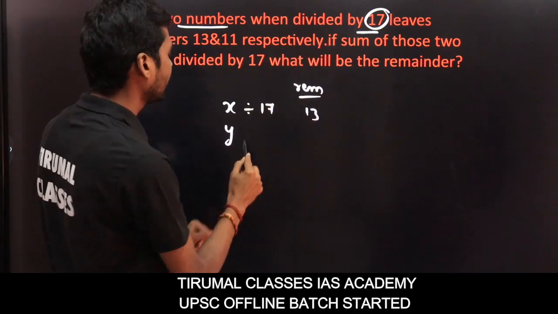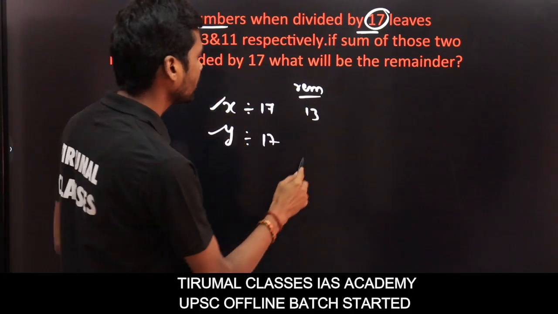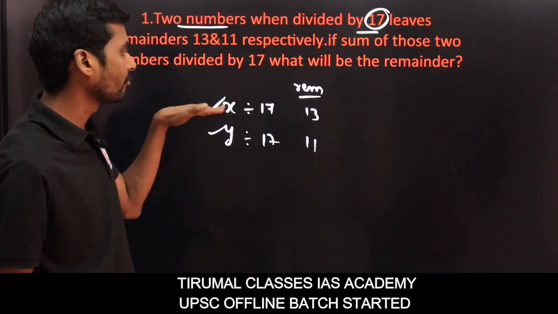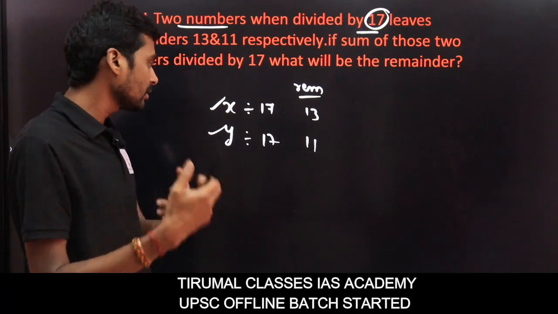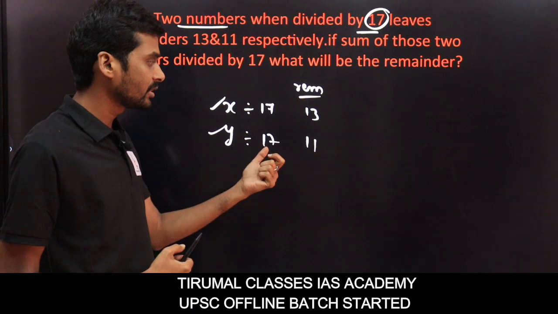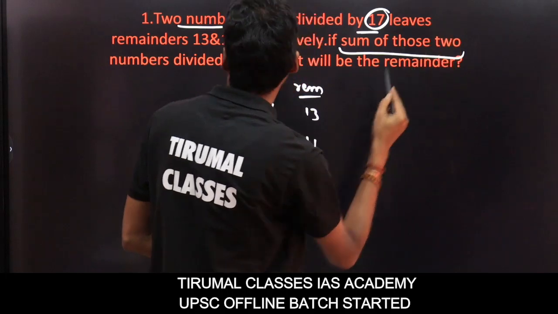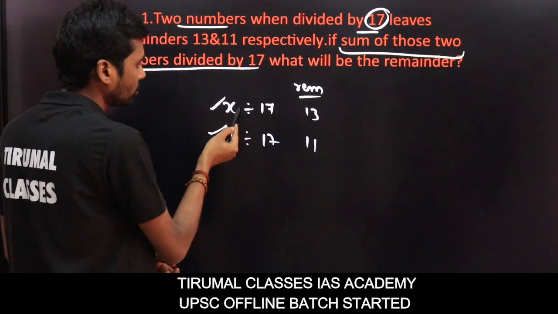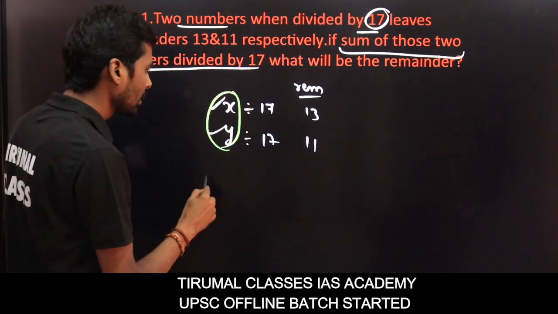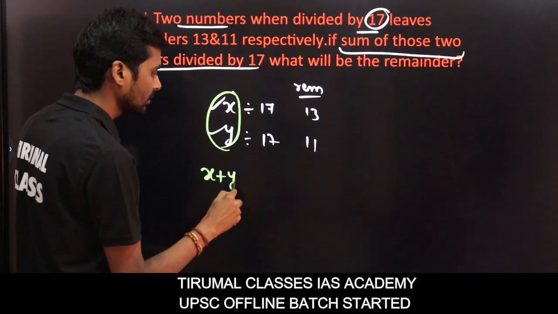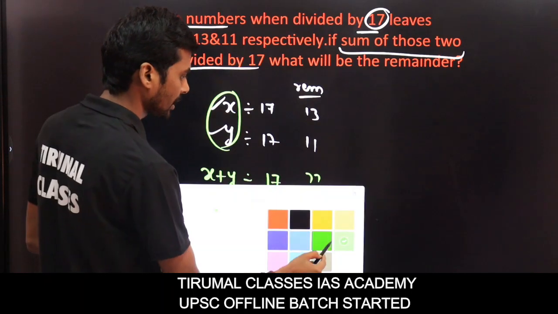I am taking two different numbers, x and y. The respective remainders are 13 and 11. Which means if I take one number and divide it by 17, I get the remainder 13, and if I take another number and divide it by 17, I get the remainder 11. Now the question is, if the sum of those two numbers, x and y, is divided by 17, what will be the remainder? So this is our question.